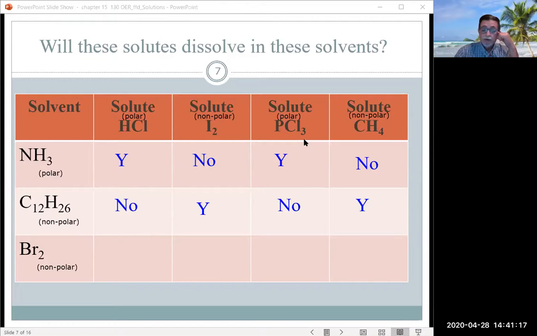Bromine being nonpolar, hydrochloric acid, no solubility. Bromine with iodine, yes, they're both nonpolar. And no for the next one because of polarity. And finally, yes. So the takeaway from here is to define what the molecules are, polar or nonpolar. That in itself would tell you whether one would dissolve in the other.